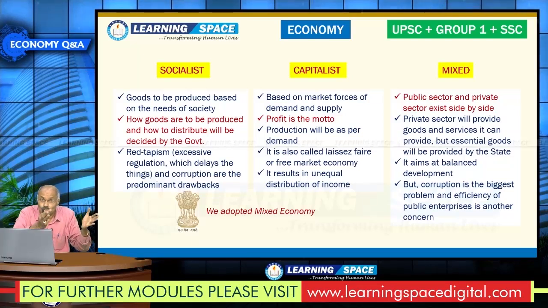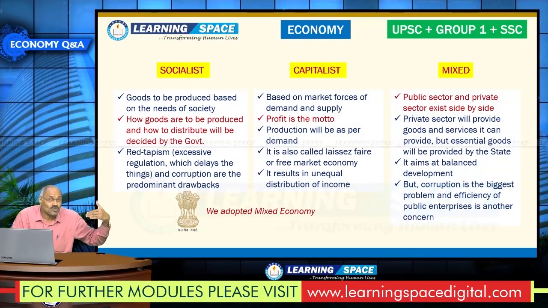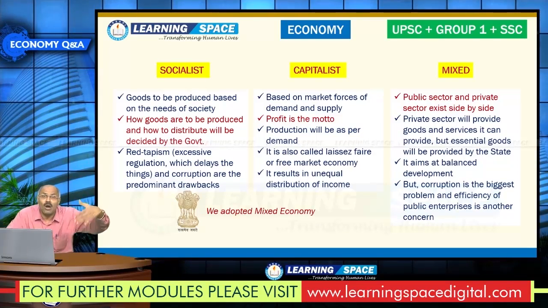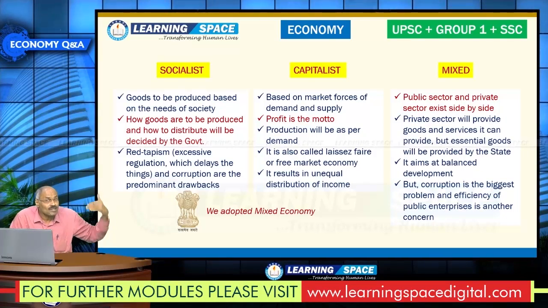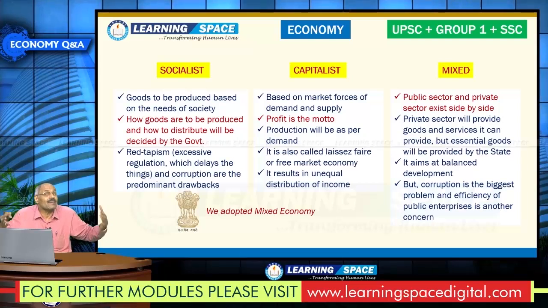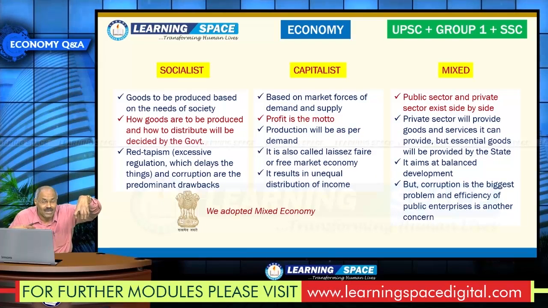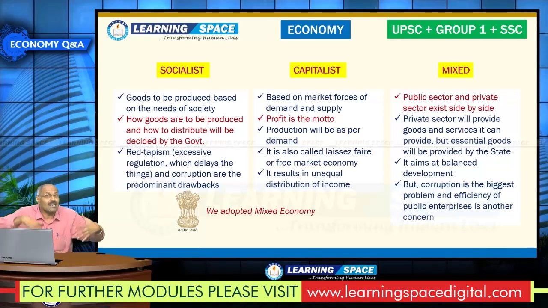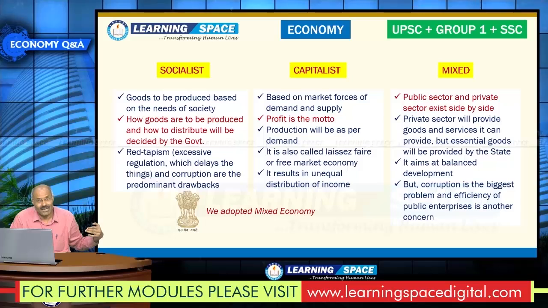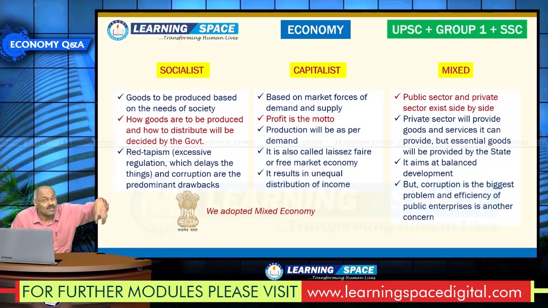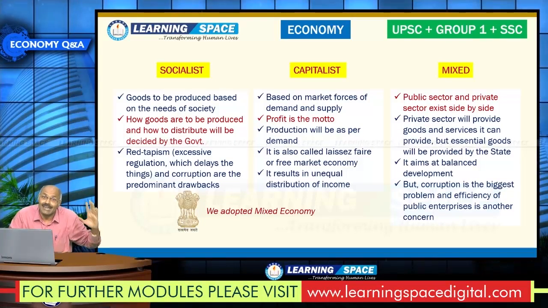And what are the features of a socialist economy? Goods are to be produced based on the needs of society, and government will dictate how the goods are to be produced and how to distribute. These are the things which will be decided by the government. As government has got more control under socialist economy, red tapeism, that means delaying the things, then corruption, these are the predominant drawbacks of socialist economy. As I have already told you, after independence, we tried with more socialist bias, but somehow it could not give desired results in some sectors.